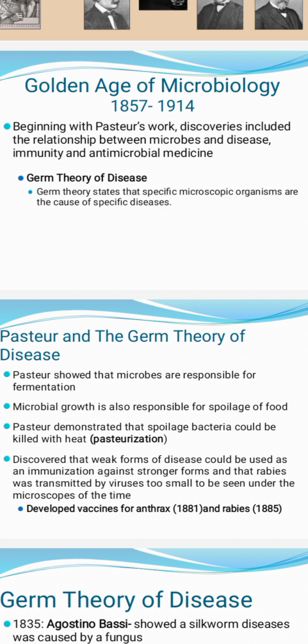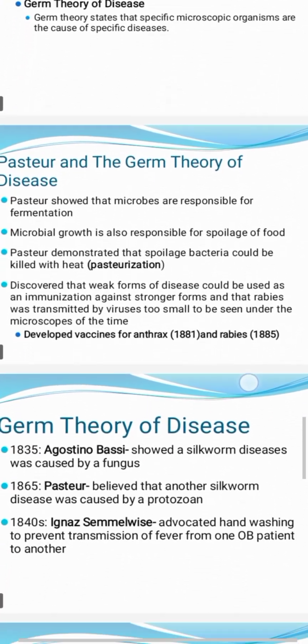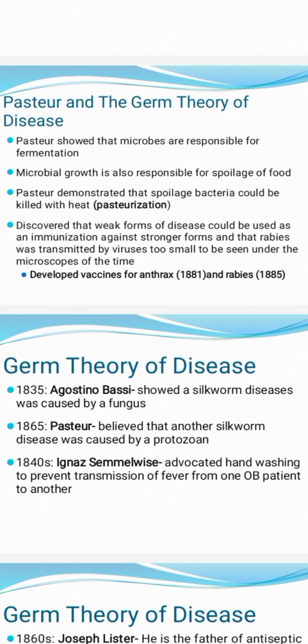Weak forms of diseases could be used as immunization against stronger forms, and rabies was transmitted by viruses as well. Now, rabies in this case. There are different vaccines developed for anthrax disease and rabies by Pasteur in 1885. Up to 1885, a big lot of diseases were unexplained. Now, germs are the root of diseases. That proves to us the historical view.